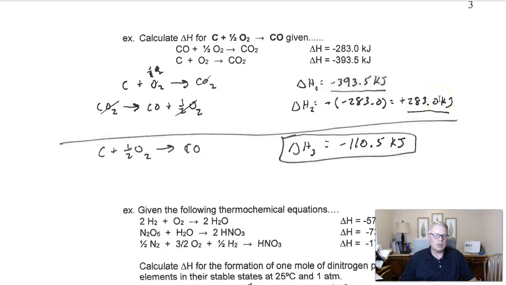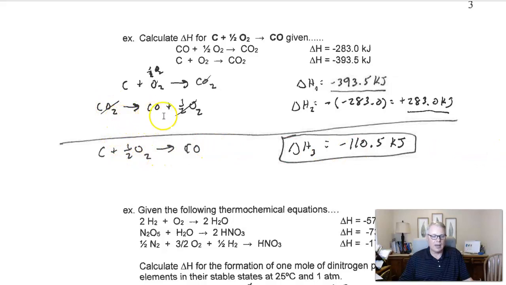All right. Notice we used each of those equations once. Is that the way it works in real life? No. Is that the way it works in the book? Pretty much always works that way in the book. You'll probably end up using every one of them they give you at least once. So now, if I can take these two equations and add them together and get this equation here, I can simply add these delta H's together. That's Hess's law.